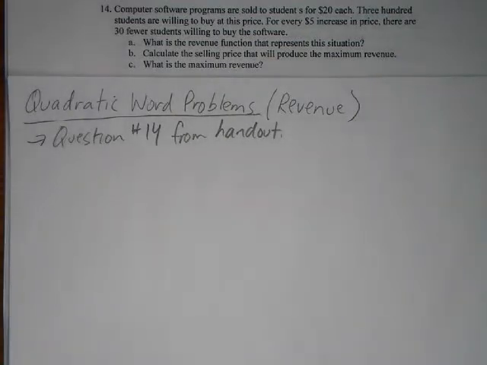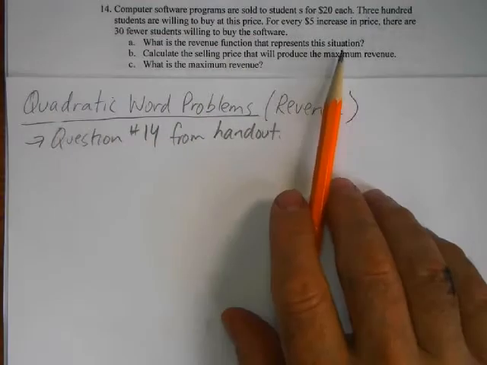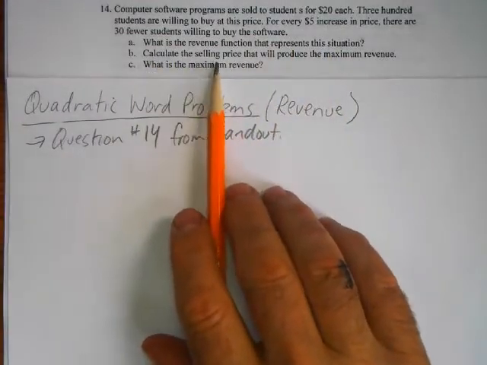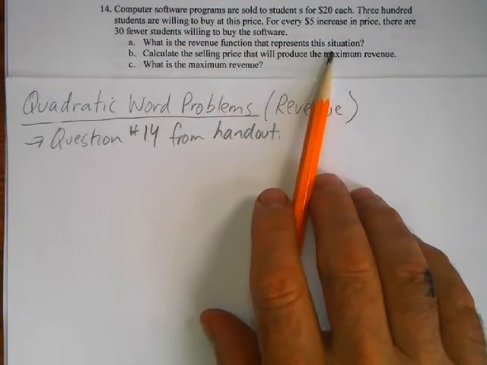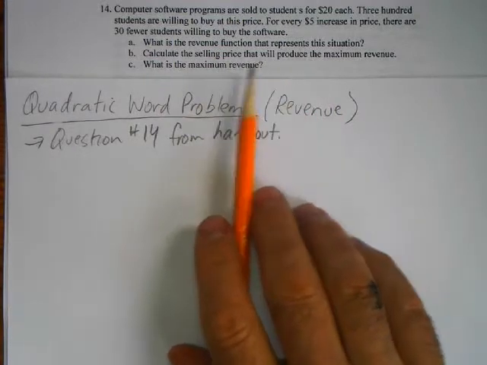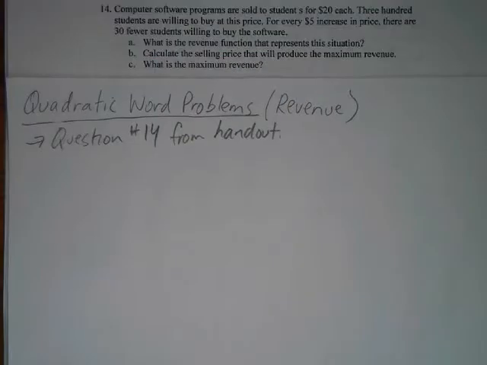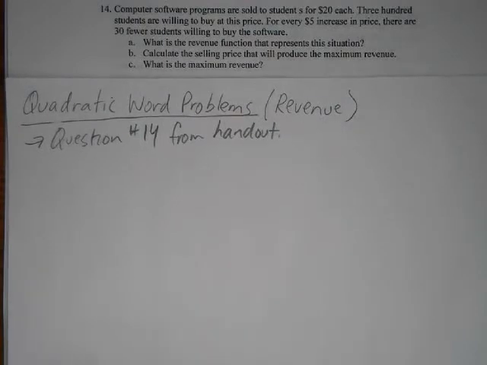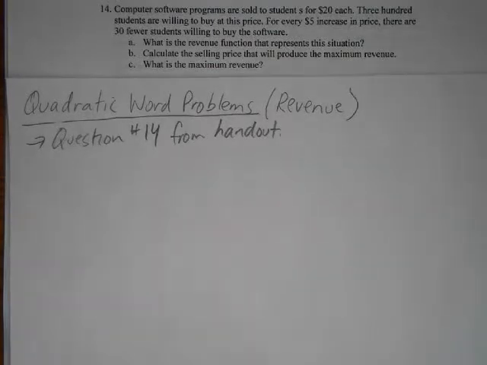So I guess we should finish reading it. What is the revenue function that represents this? So this is basically building the equation, and then calculate the selling price that will produce the maximum revenue. And what is the maximum revenue? Okay, so you definitely have to do this with a quadratic model. I've seen some students try to do these questions by just guessing and checking, and well, for one thing, I asked you to use a quadratic model, but guessing and checking will not be an efficient use of your time here.